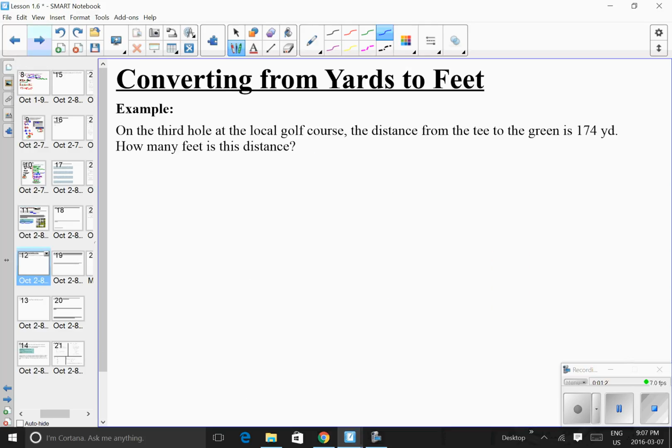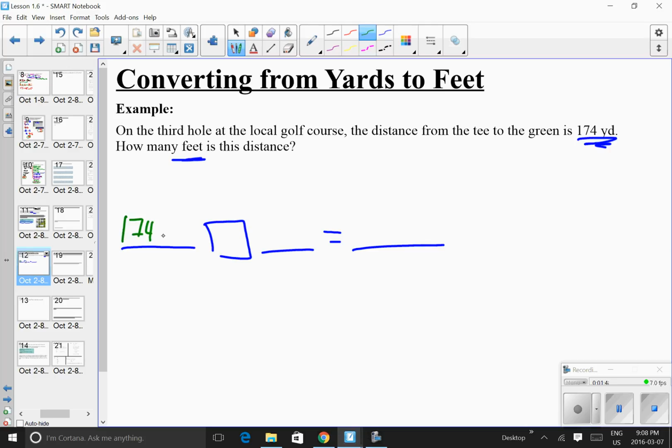Alright, so converting yards to feet. On the third hole at a local golf course, the distance from the tee to the green is 174 yards. I want to know how many feet this distance is. So this is just a straight up converting question. So we're going to set up our skeleton equation. The first number is from the question, so 174 yards. And I want to change it into feet. So on my previous slide, it said that 1 yard was exactly 3 feet, and you'll find that on your formula sheet too. So my second number is 3.